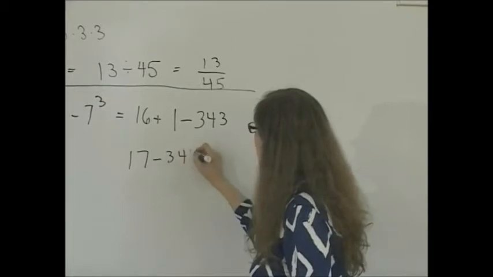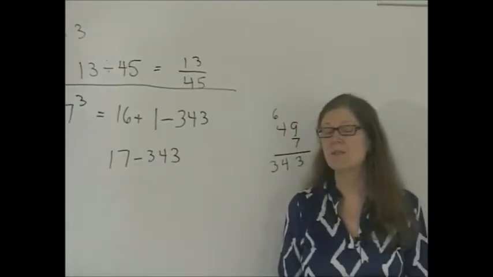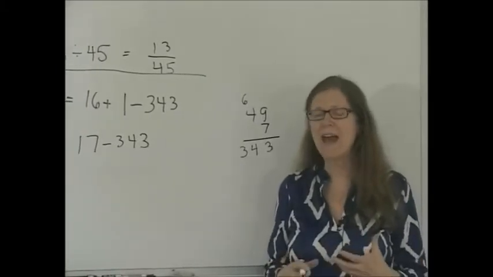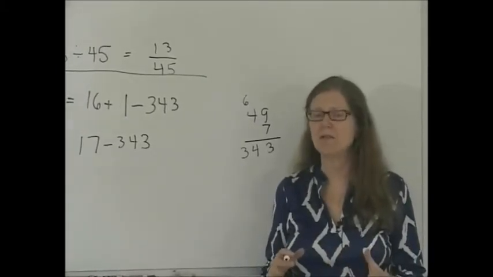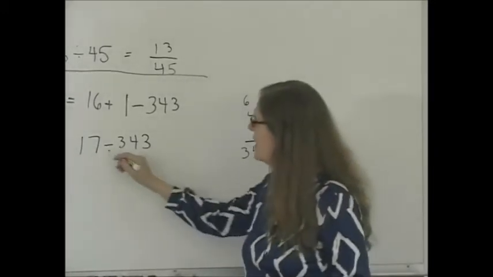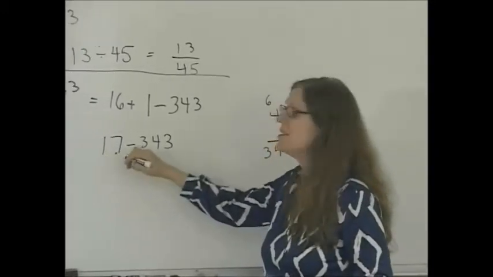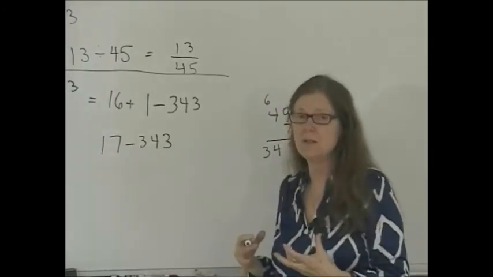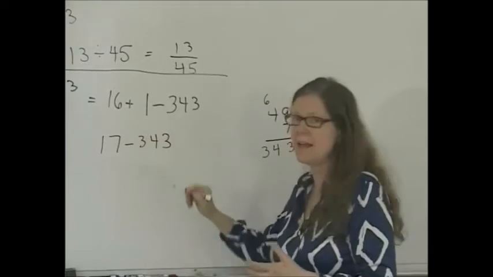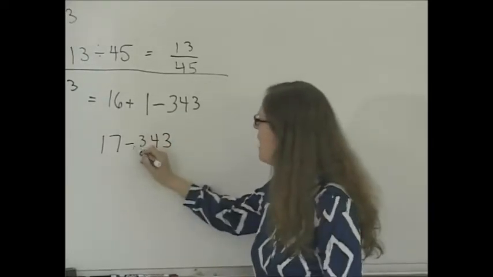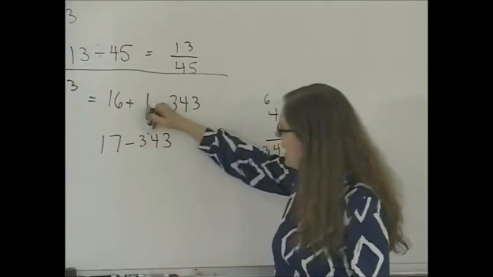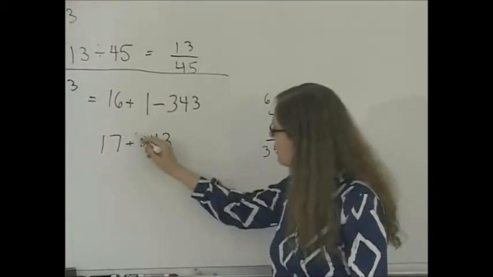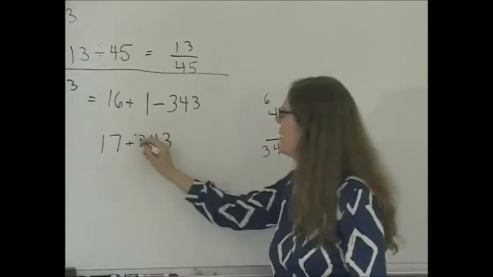minus 343. All right, so our answer is going to be a negative number. If you recall, when we talked about adding and subtracting positives and negatives, we said that whenever you have one thing and you're subtracting something else from it, it's equivalent to adding a negative of that second number. So minus, this is understood to be a positive because there's no sign, minus a positive is the same thing as plus a negative. Okay?